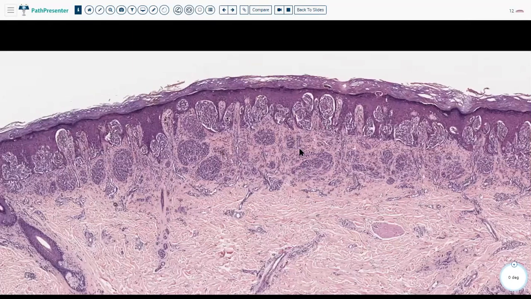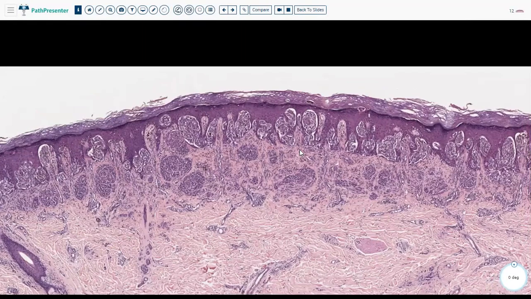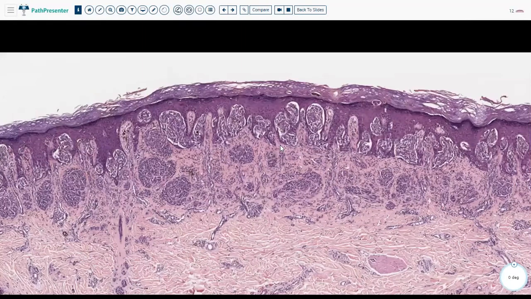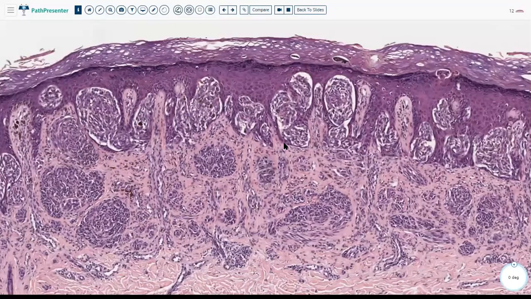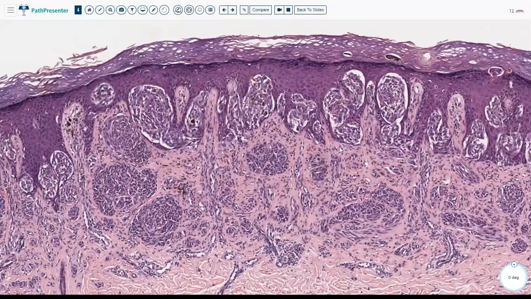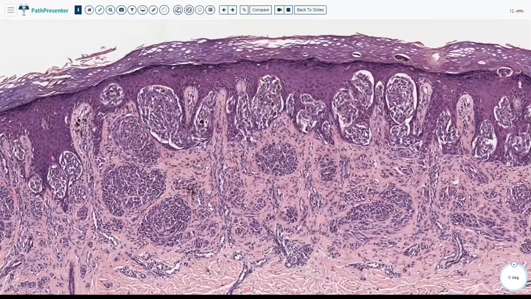First of all, the other name for Spitz nevus is spindle and epithelioid cell nevus. So very often they have a combination of spindle and epithelioid cells, but sometimes they are only epithelioid, and sometimes they're only spindle cells. So just be aware of that phenomenon. Generally speaking, you can see it's a nevus. It has a junctional component and it has a dermal component. So it's a compound Spitz nevus.